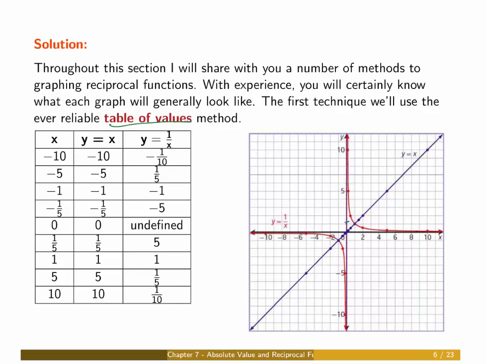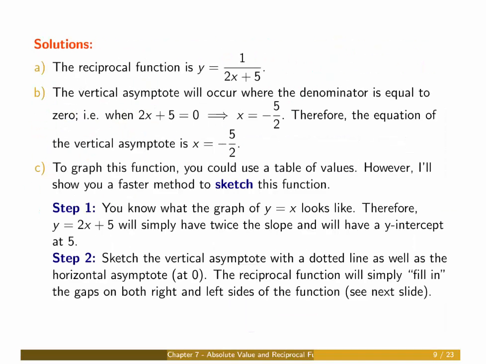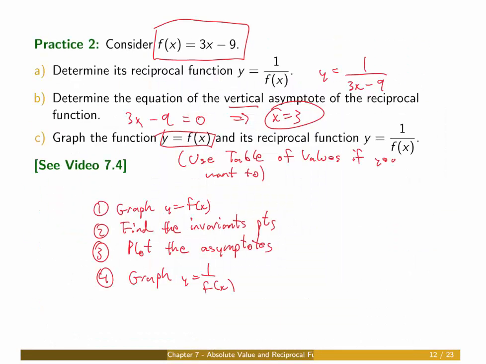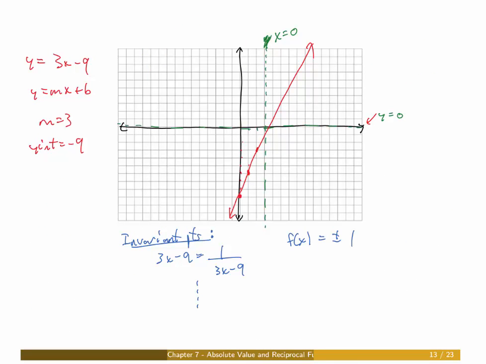Next example, there's 1 and negative 1 as invariant points. So that's always where they'll happen. That's where they'll be. So when we calculate them, we should just do it for f of x. 3x minus 9 equals 1. Therefore, 3x equals 10, so x equals 10 over 3. Okay, that's one invariant point.